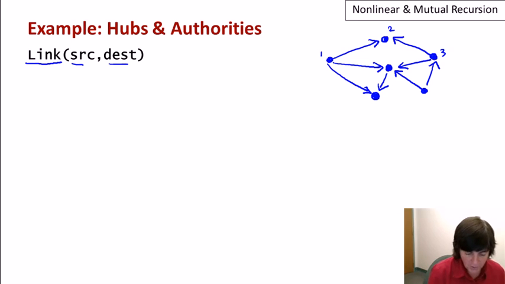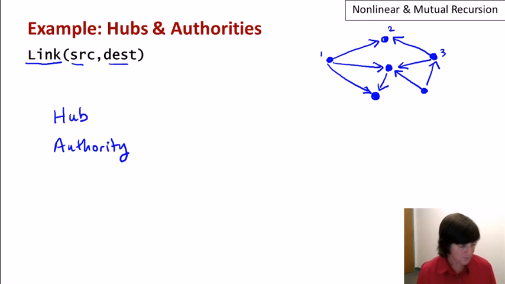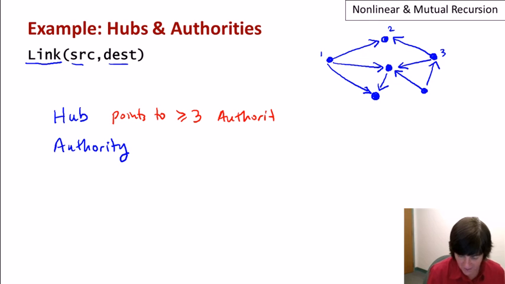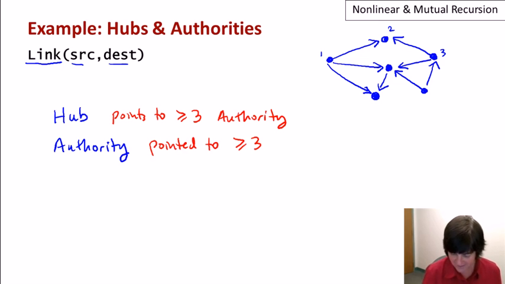So in a graph, we're going to designate some of the nodes as hub nodes and some of the nodes as authority nodes. And we're going to define a hub node to be a node that points to at least some number, let's say 3 authority nodes. And similarly, we're going to say an authority node is a node that's pointed to by, let's say, at least 3, again, hub nodes. And by the way, these numbers 3 and 3 don't have to be the same.